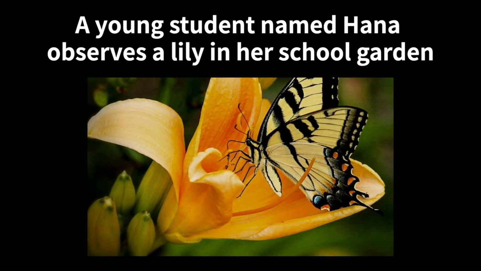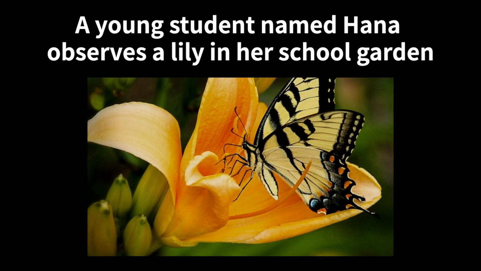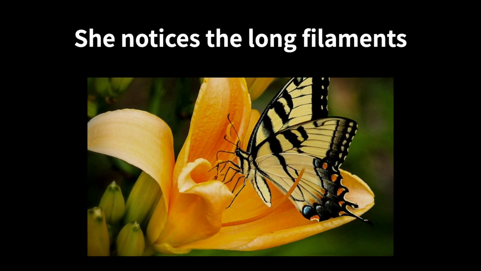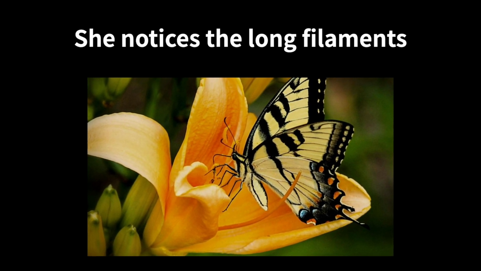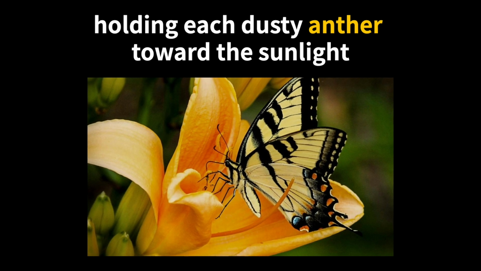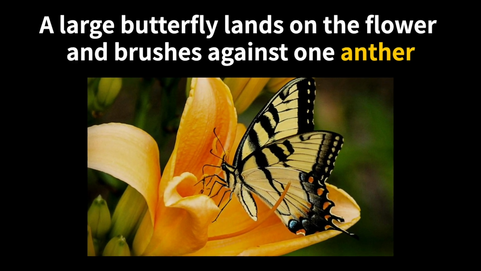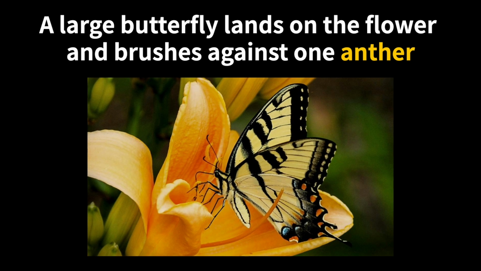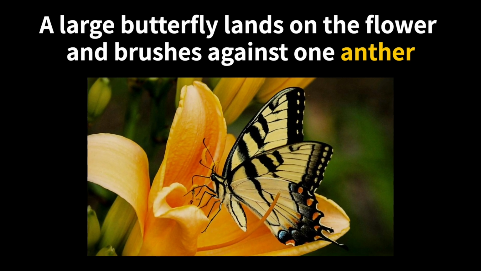A young student named Hannah observes a lily in her school garden. She notices the long filaments holding each dusty anther toward the sunlight. A large butterfly lands on the flower and brushes against one anther.